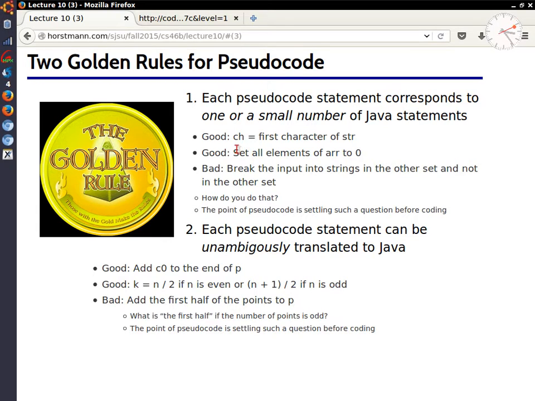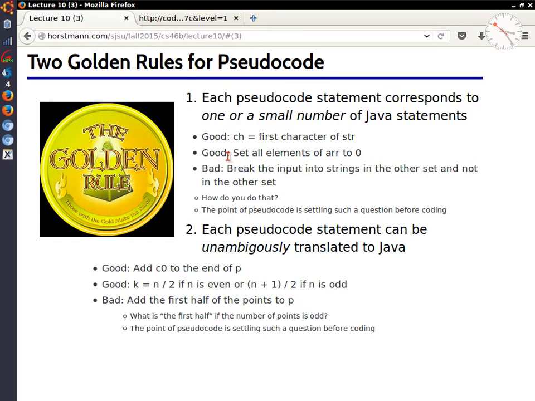Or here's another one. Set all elements of arr to 0. Maybe there's some magic call, right? Isn't there Arrays.fill or some such thing? Could be one line of code. Maybe you've never seen Arrays.fill, then you can do a two-line loop, right? For i goes from 0, i less than arr.length, i plus plus, arr[i] equals 0. Two lines of code, set it all to 0. Straightforward mapping from the pseudocode to the Java code. The kind of thing that you expect every last student who passes 46A to be able to do in an instant. Now here's a bad one.